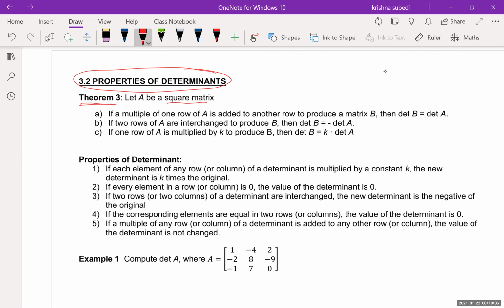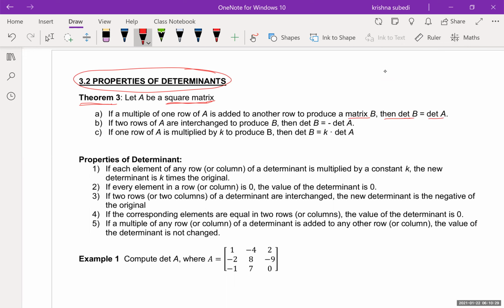Remember, if the matrix is not a square, then we cannot find the determinant. For the determinant to exist, it must be a square matrix. Let A be a square matrix. Then if a multiple of one row of A is added to another row to produce a matrix B, then determinant of B equals determinant of A.